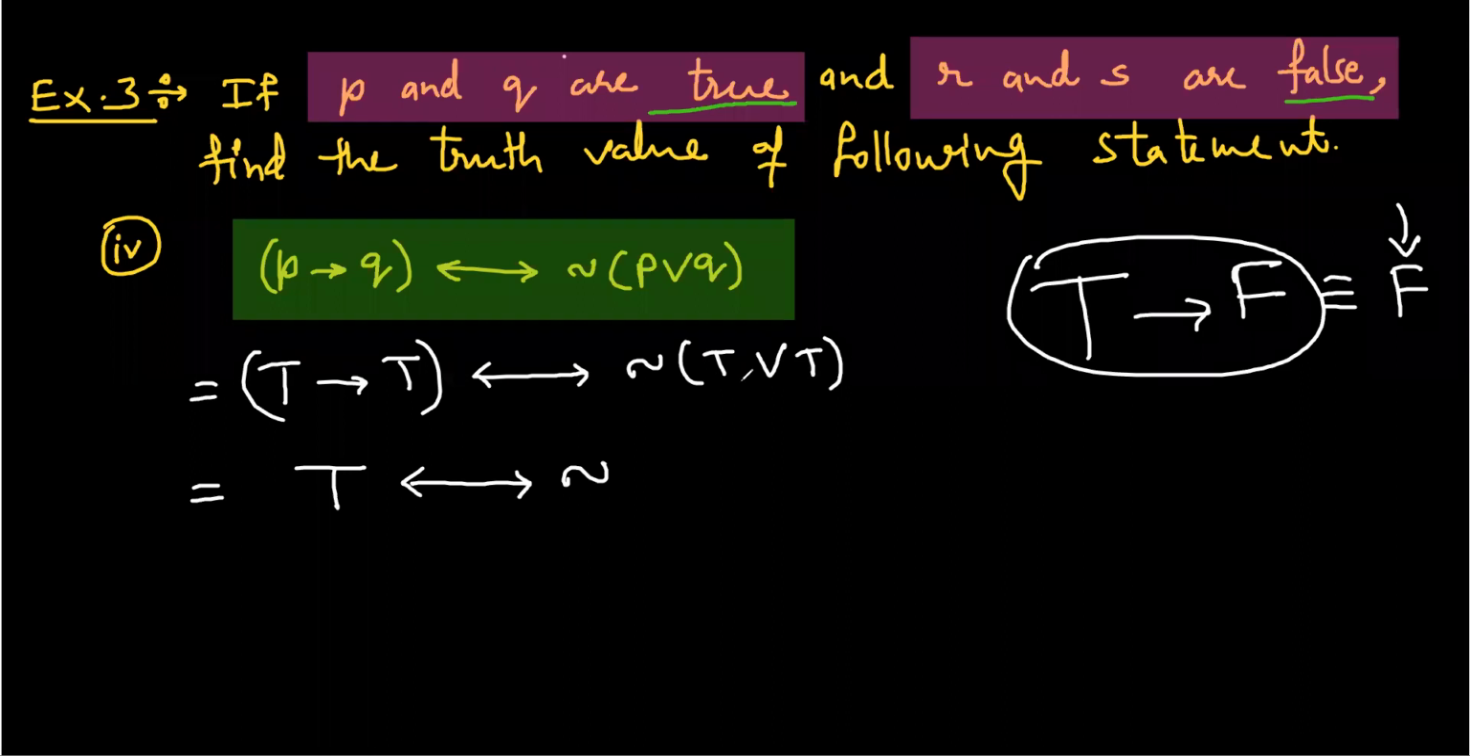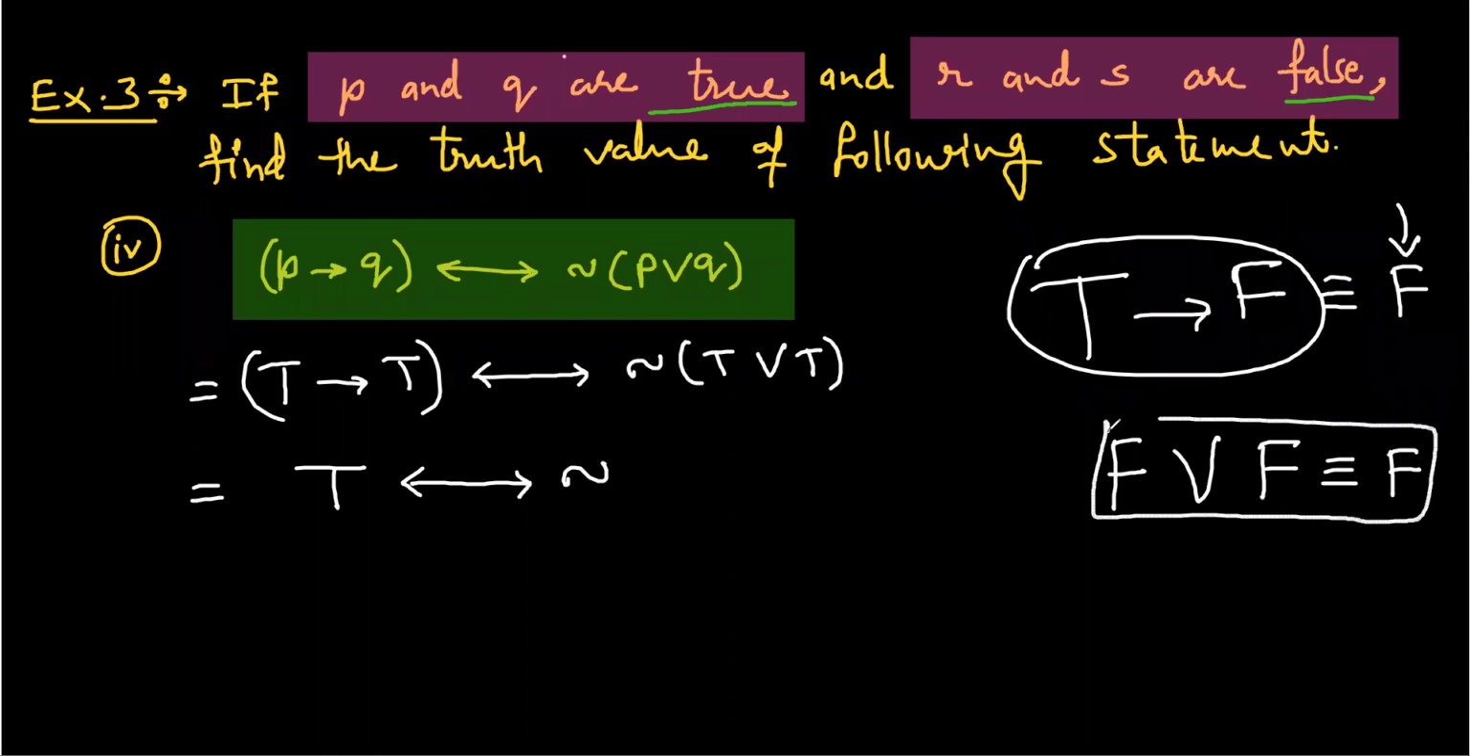disjunction, true. Now see, I know the law for disjunction. The law of disjunction says that if both the component statements have truth value false, false or false is only false. If I have both false, then only it is false. In all other cases, it is true. So definitely true or true will be true. So this is also true. The next step I have true, double implication, negation of true is false. So the final one I have true, double implication, false.